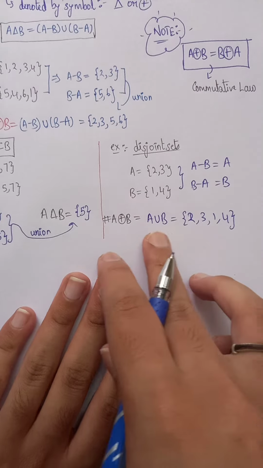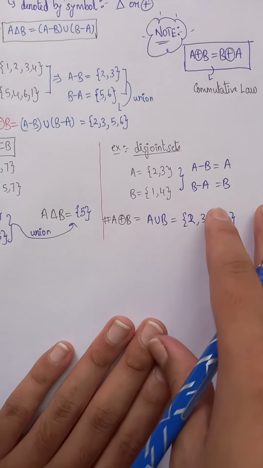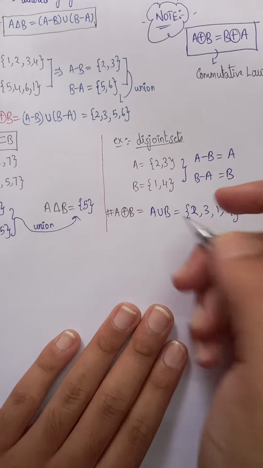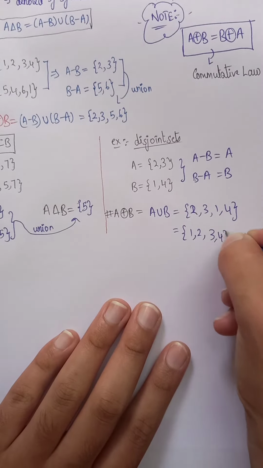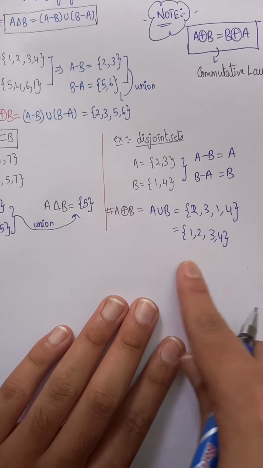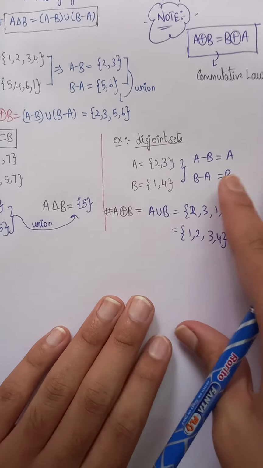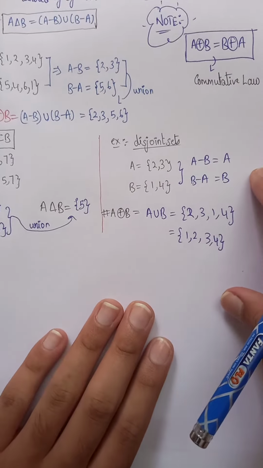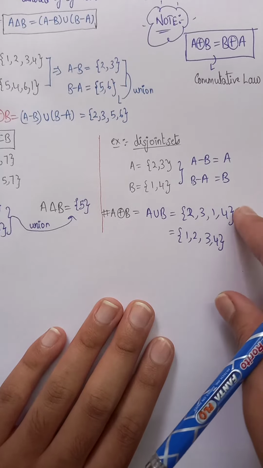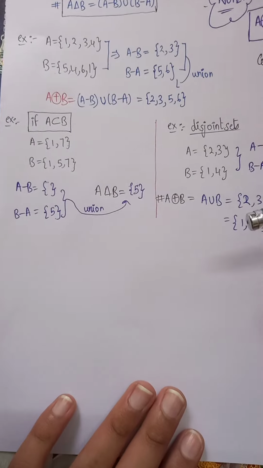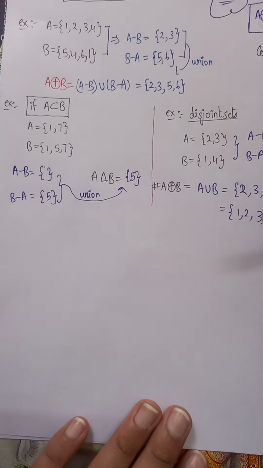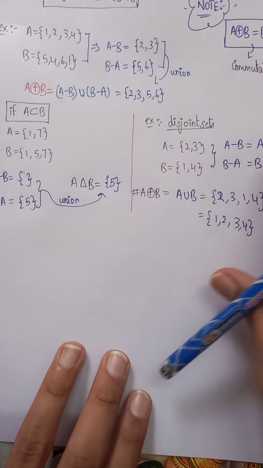I'm writing it like this because I'm telling you that order doesn't matter. If you want, I can write it like this also: 1, 2, 3, 4. I was going to write like this only, but I wanted to tell you that order doesn't matter while you're writing the elements inside a set. Okay, so let's move on to another example.